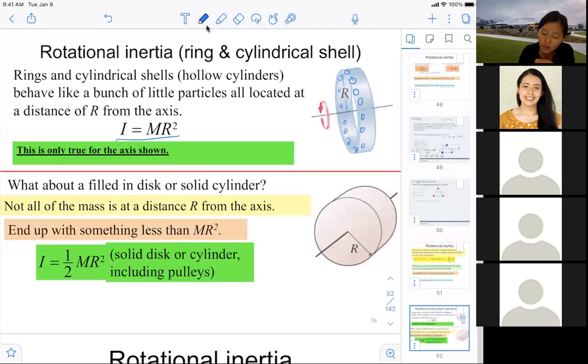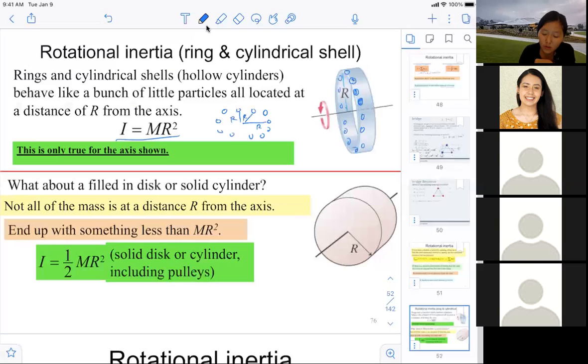So if you look at each one of those little masses, they're all at a distance r away from the center. This point of view is harder to look at. What if I draw a different perspective? So this is my ring. You see they're all at a distance r away from the center.